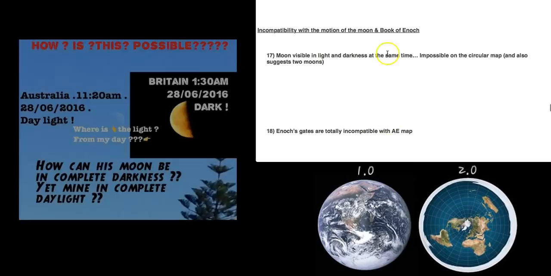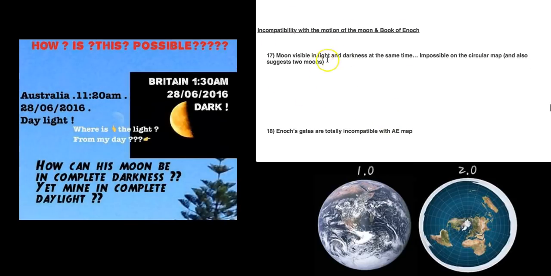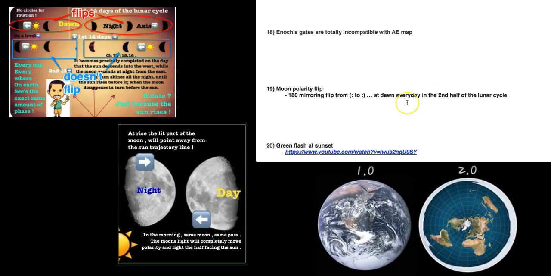We discussed the moon, how it's visible in light and darkness at the same time, which suggests that there are multiple moons, as Enoch would say as well, in chapter 77. We discussed how Enoch's gates are totally incompatible with this circle map. We discussed the moon polarity flip on the second half of the lunar cycle, which anyone can observe for themselves.